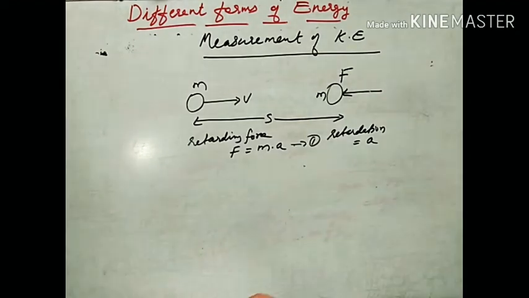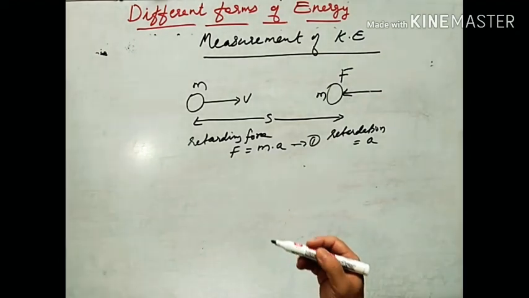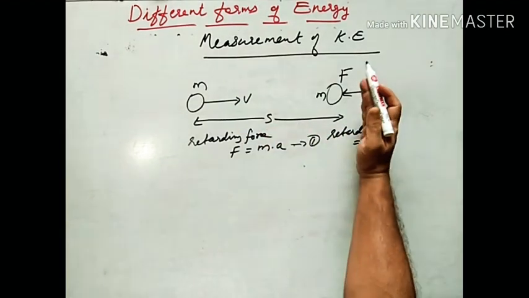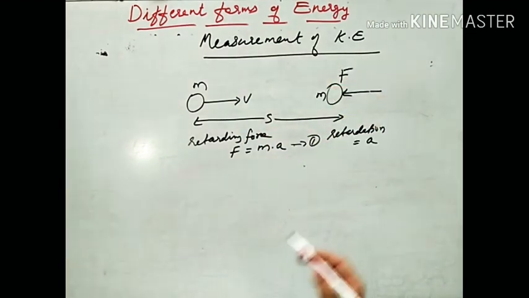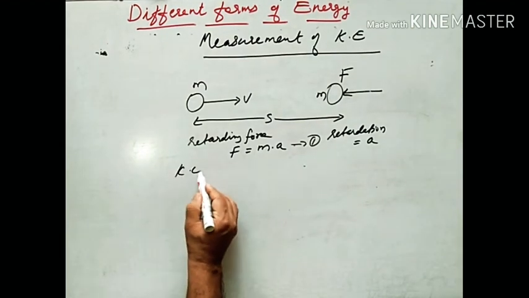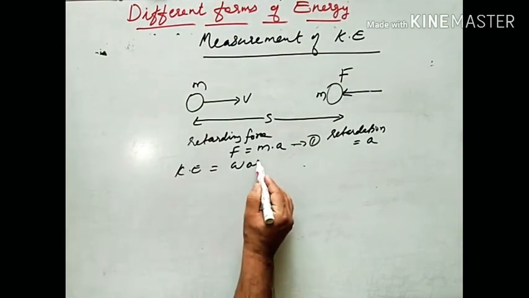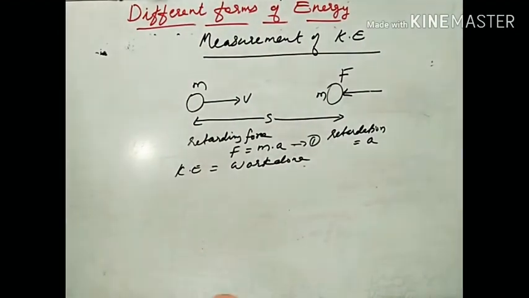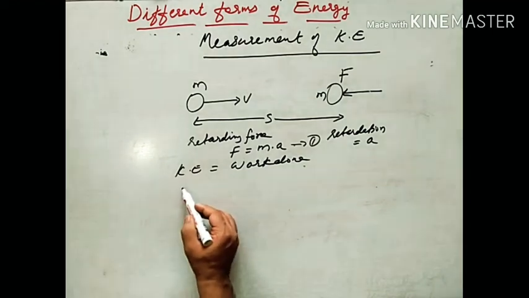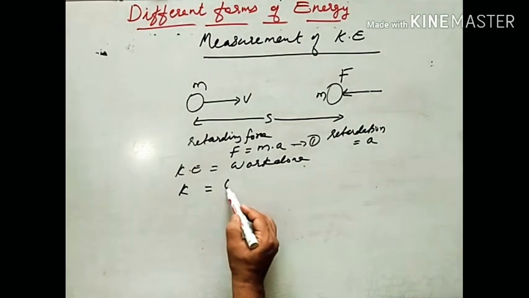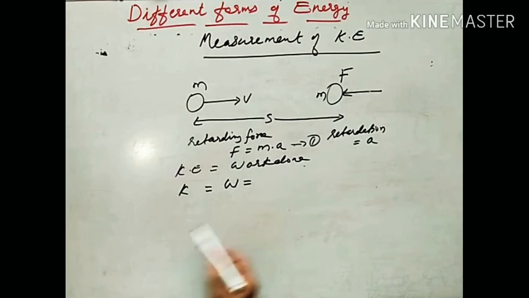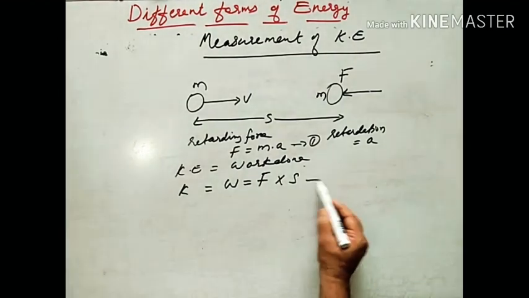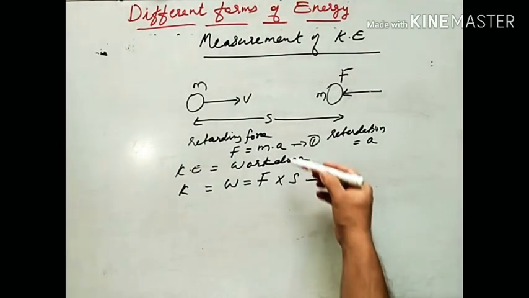So what is kinetic energy? Kinetic energy is nothing but the work done by the retarding force in the displacement of S before it comes to rest. We can measure kinetic energy in terms of work done. So I can write kinetic energy K is equal to W, work done. Work done is equal to force into displacement. Equation number 2. Okay, up to here. Clear?